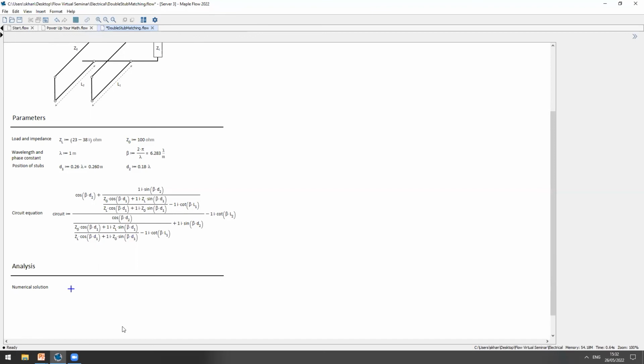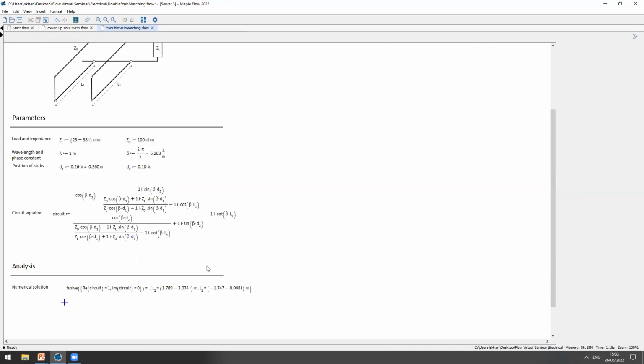So we're going to progressively refine our solution method. If you start doing this, you might naively do something like this. We want the real part of the circuit equation to equal 1, and the imaginary part of the circuit equation to equal 0. Let's evaluate this and see what it gives us. All right, it's given us results for L1 and L2. They're mathematically correct, but they're not physically correct.